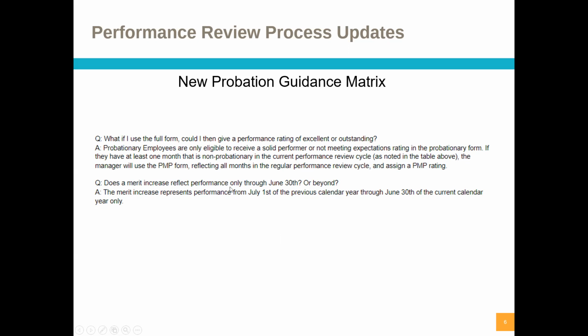Does a merit increase reflect performance only through June 30th or beyond? The merit increase represents performance from July 1st of the previous calendar year through June 30th of the current calendar year. So that has now been added to the website. So hopefully this is going to help everybody as far as when to use a probationary form or when not to use one. And again, I'm going to do some demos with the website. So I'll show you exactly where it's located.